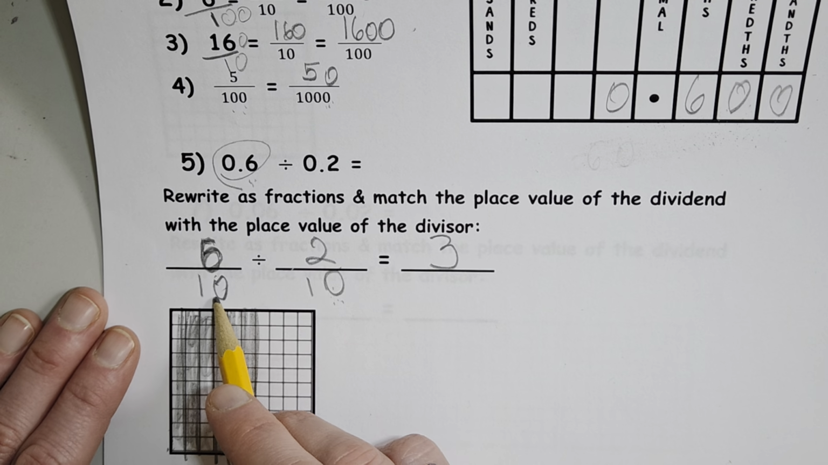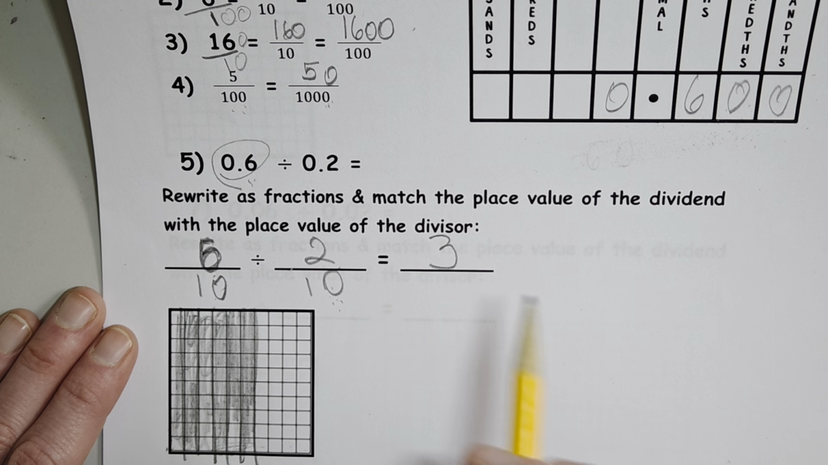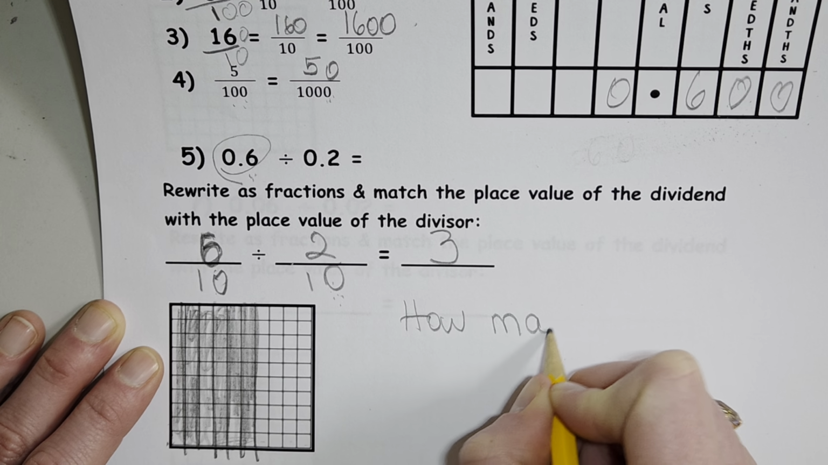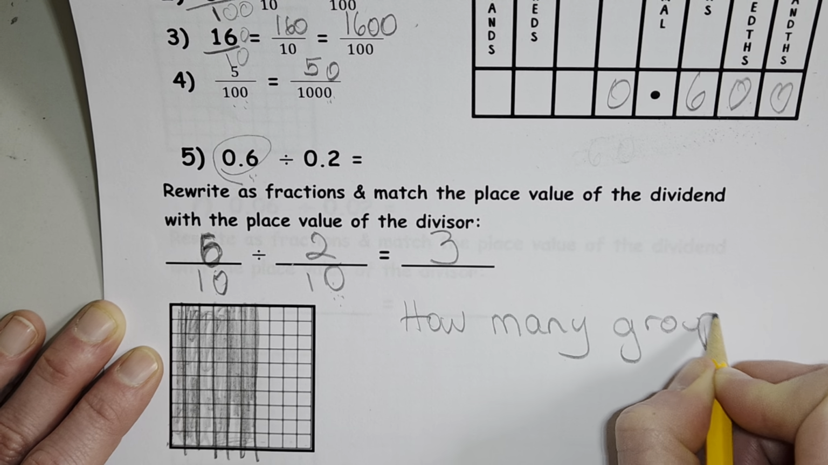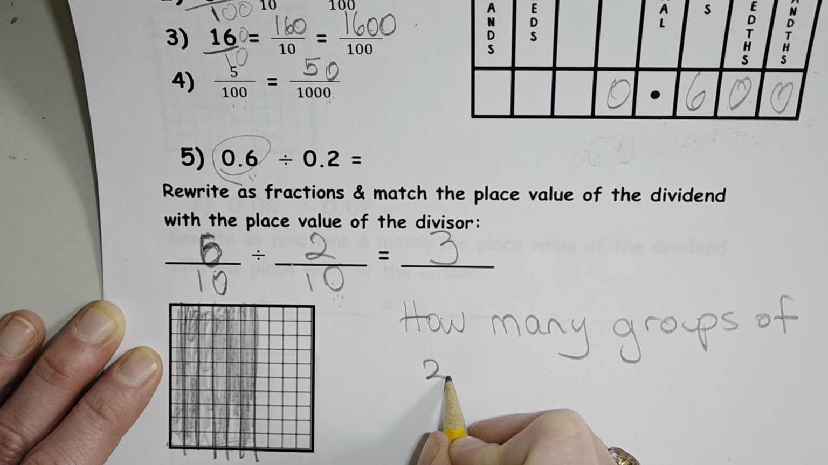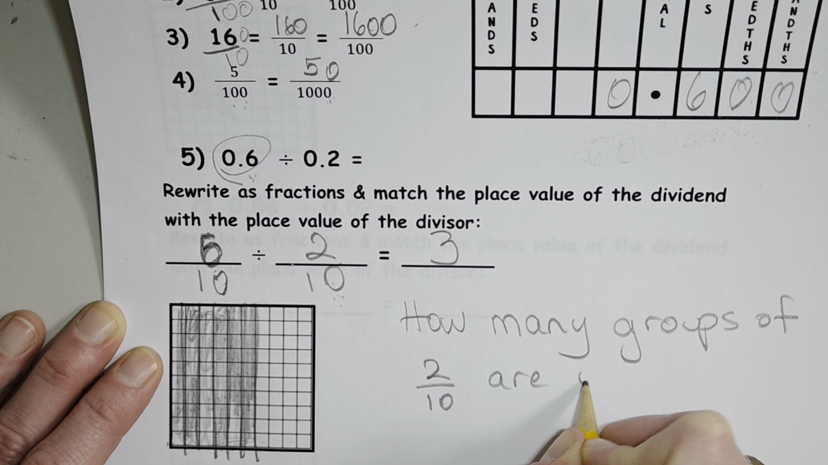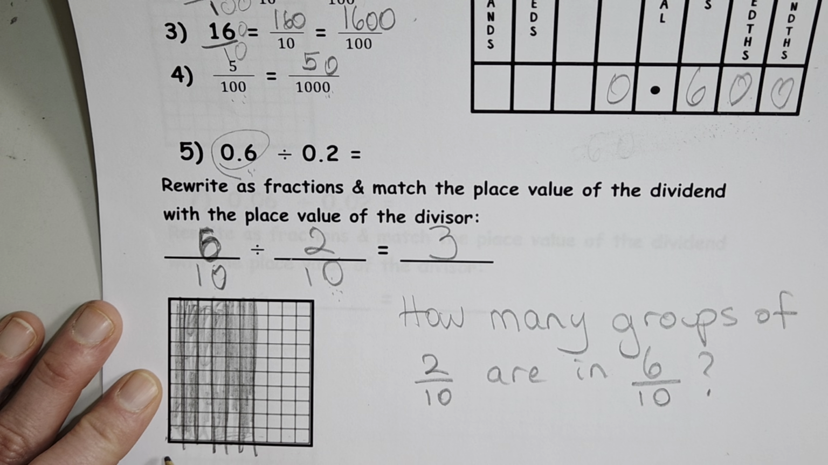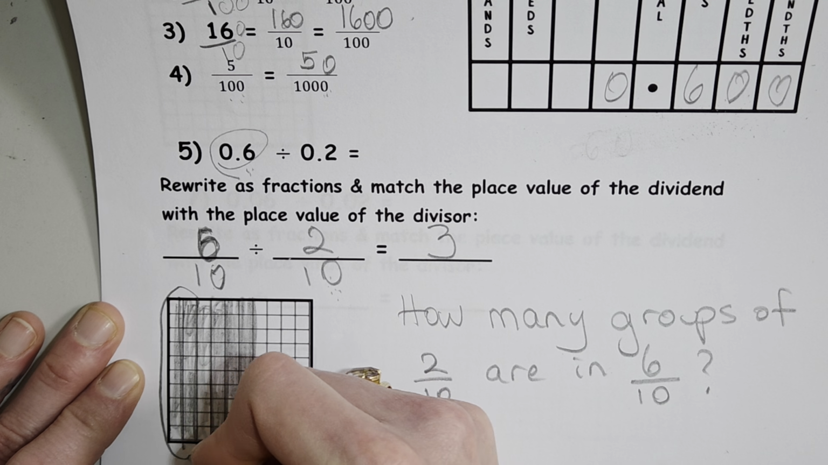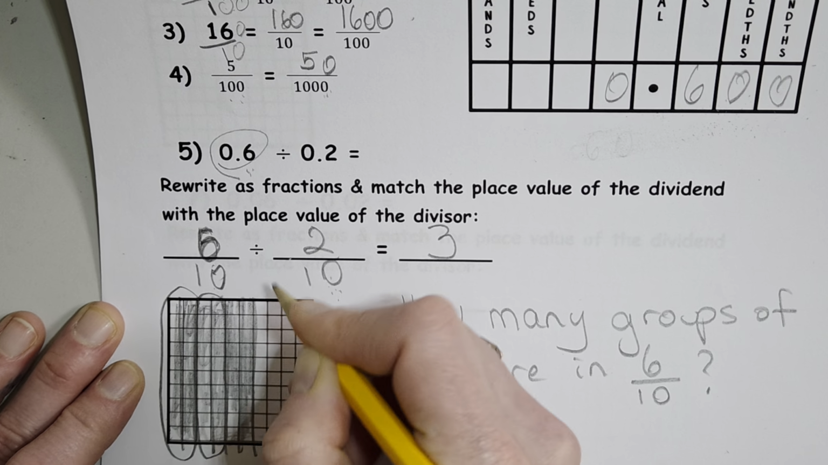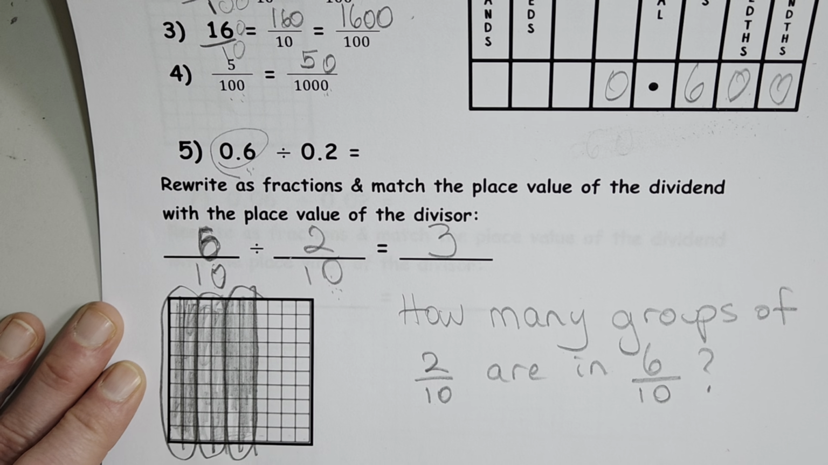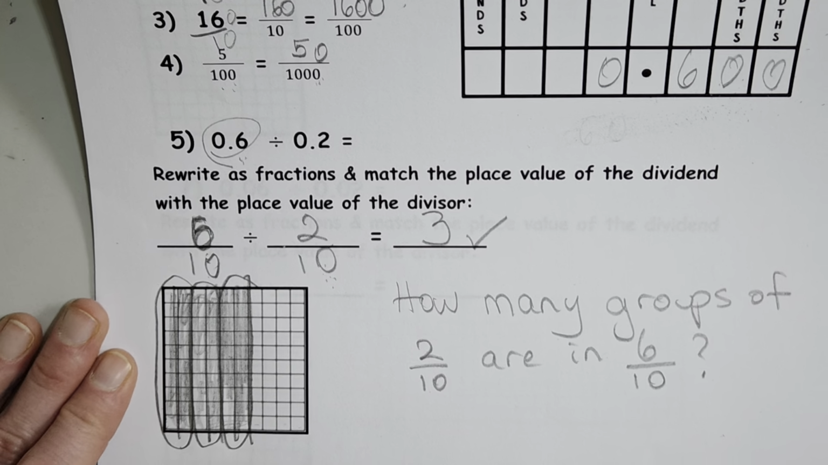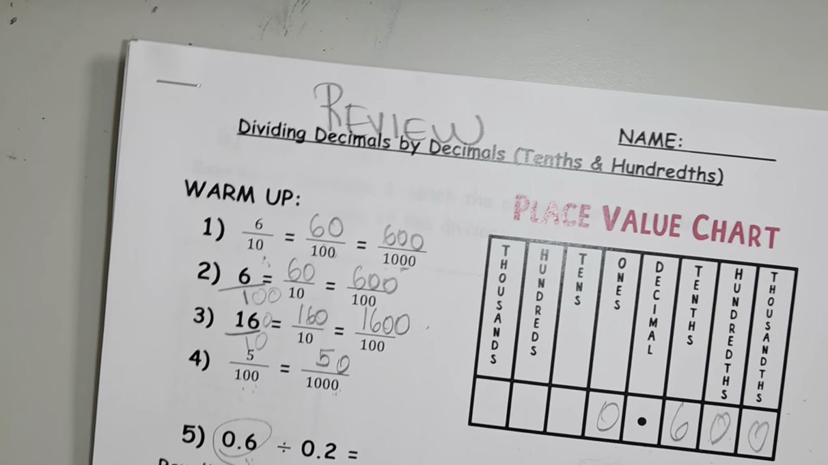And you might be scratching your head because you're saying, I thought we were talking about decimals. Well, we are, because look, I'll write it down so you can see this: how many groups of 2/10 are in 6/10? Okay, let's circle 2/10. Here's 2/10 right here. Here's 2/10 right here. Here's 2/10 right here. How many groups are there? There are 3 groups. There we go. That's where we get the 3. That's why it's a whole number. Okay, now let's look at the next page.